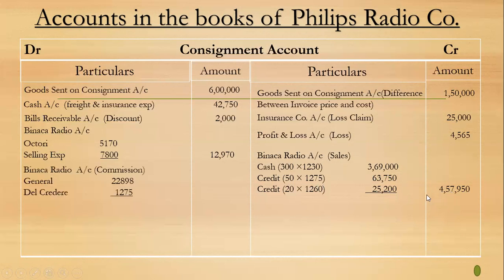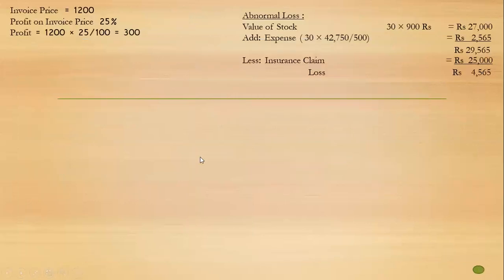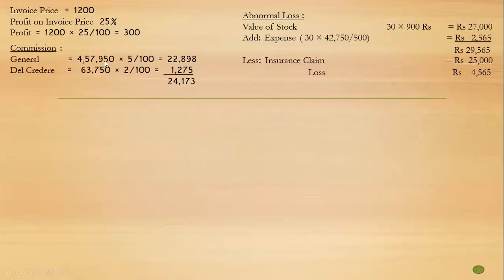The total sale is 4,57,950. And now we have to calculate the commission. General commission is 5% on the total sale, so 4,57,950 into 5% will be 22,898. And the del credere commission is 63,750 into 2 by 100, that is 1,275. So the total commission will be 24,170.